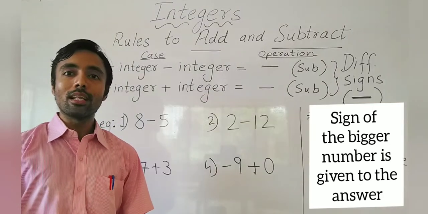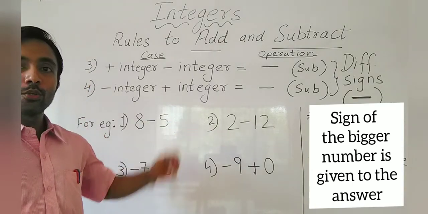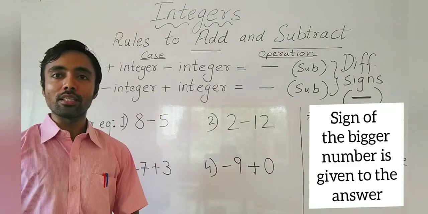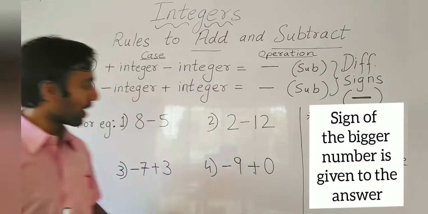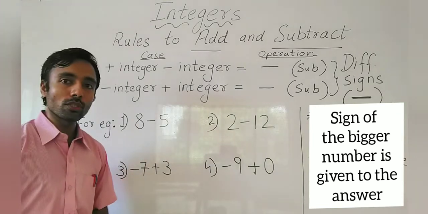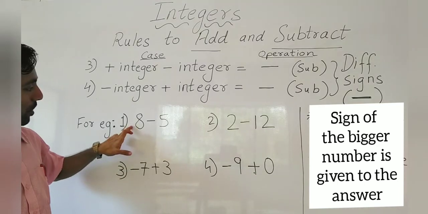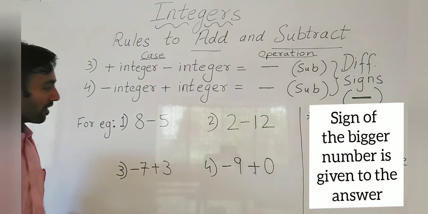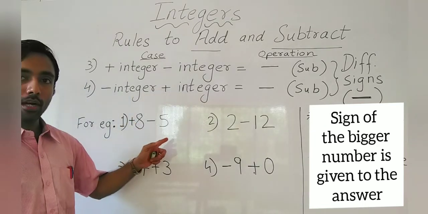Now dear students, let's see the next two cases, that is of different signs. So if the integers are having different signs, we know that we have to do subtraction. So we have 4 examples here of the same thing. Let's see the first example. What do you see? Here we have an 8. Now 8's sign is not shown here. So what will be the sign of 8? Plus. Exactly. And we have minus 5.